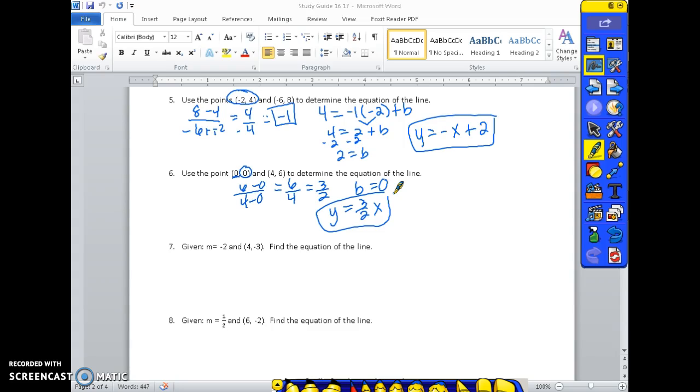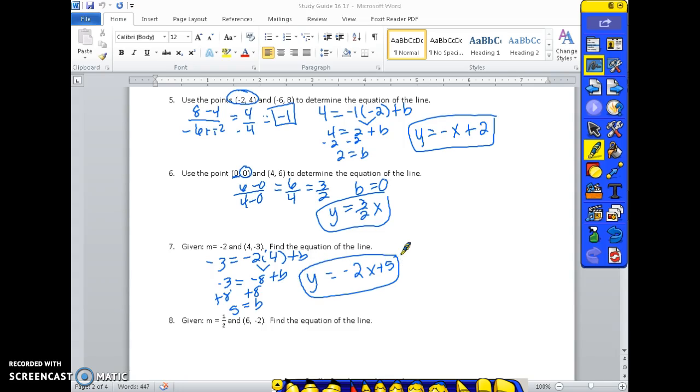Number 7 is giving me the equation, so I'm just going to plug these numbers into y equals mx plus b in order to figure out what the y-intercept is. Negative 2 times 4 is negative 8. Bring everything else down. Add 8 to both sides. Negative 3 plus 8 is 5. And now I can write my equation, y equals negative 2x plus 5.